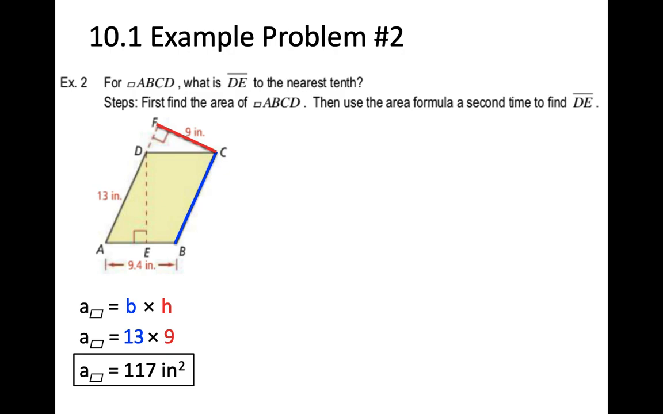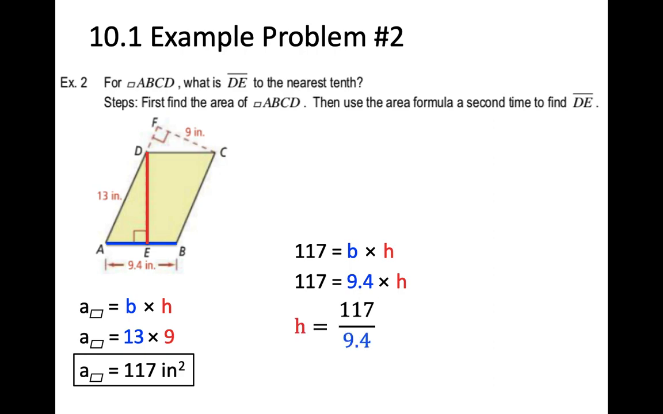inches. Now that I know that, I can use the formula again. The area of a parallelogram equals base times height. In this case, I know it's 117 equals base times height. Now I'm going to use a different base, the base at the bottom here, which is 9.4 inches. And I'm going to use DE as the height. That's the variable I'm trying to find. So I'm just going to call that H. So if I divide 117 by 9.4, I get that H equals 12.4 inches. So the height would be 12.4.